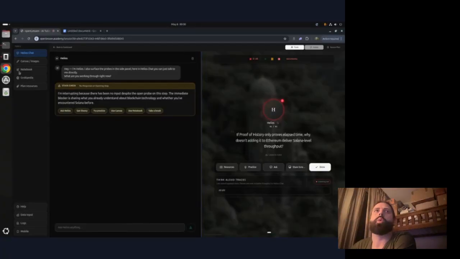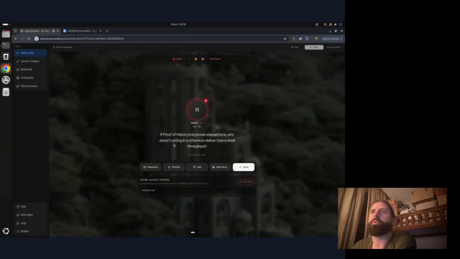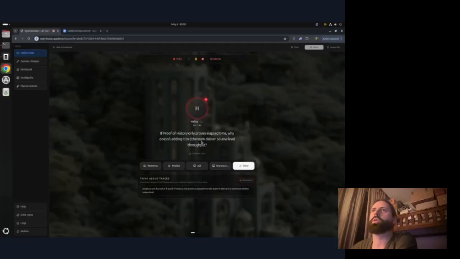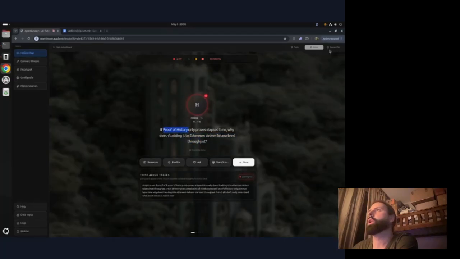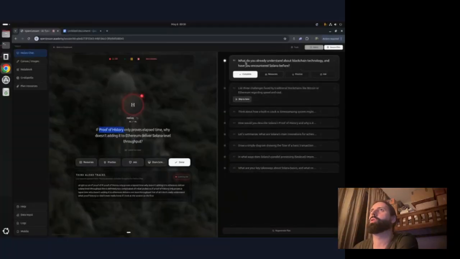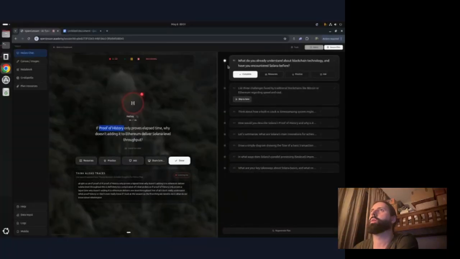All right. So, if proof of history only proves elapsed time, why doesn't adding it to Ethereum deliver Solana level throughput? This is definitely too complicated of an initial probe. First of all, I don't really understand what proof of history is. I don't even really know. If I look at the session, the first thing we need to do is, what do we know about blockchain technology and have I encountered Solana before?